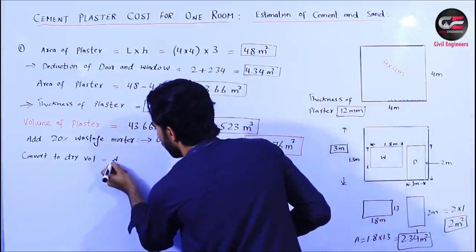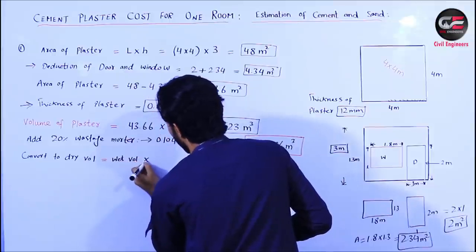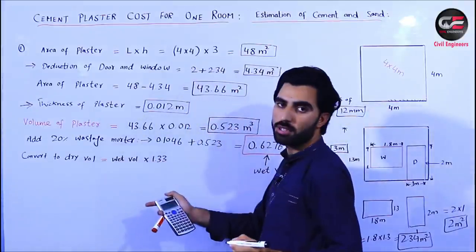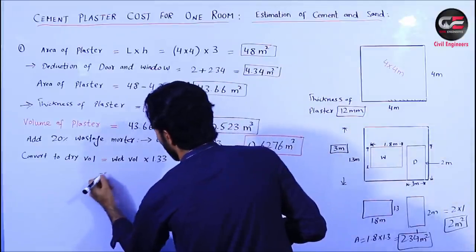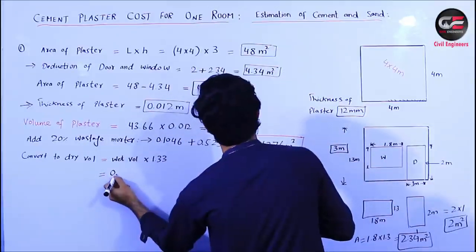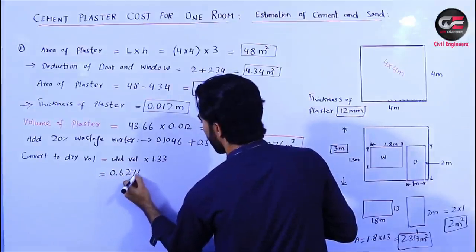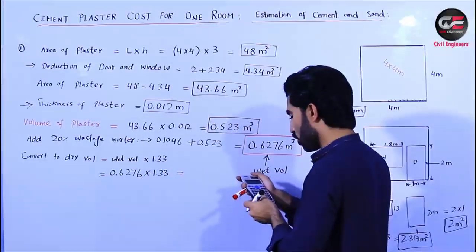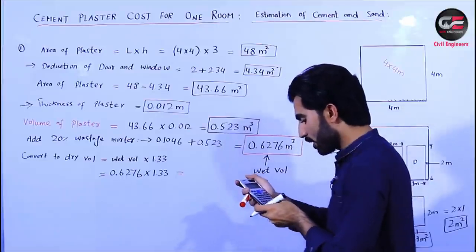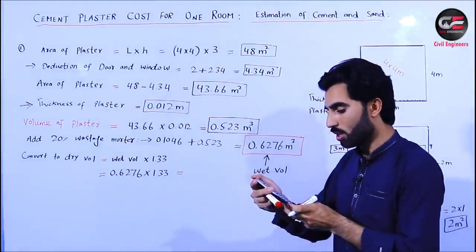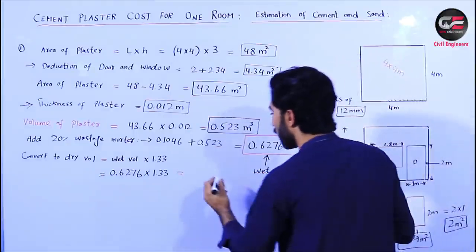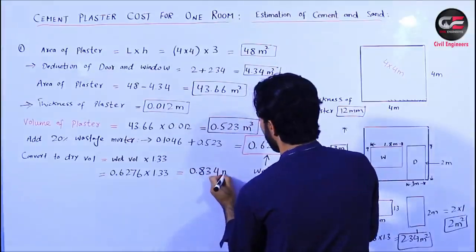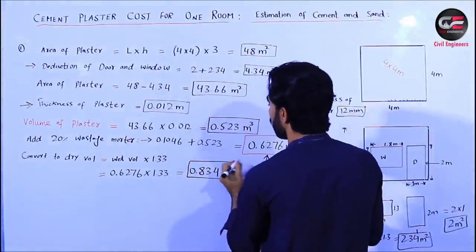So wet volume multiplied by 1.33, because it increased 33%. So 0.6276 multiplied by 1.33, we require 0.834. So 0.834 meter cube is the mortar volume for plastering.